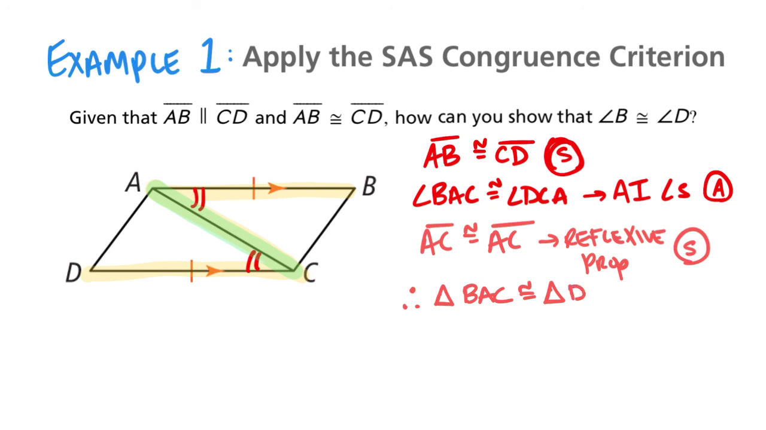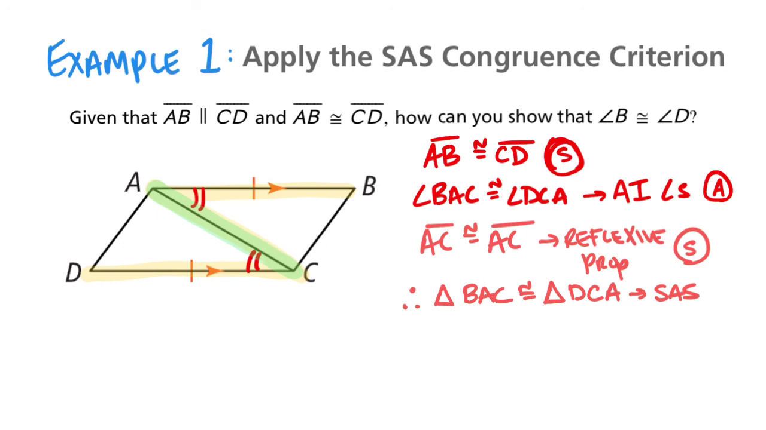A is the vertex of this angle right here, so it's going to correspond to point C. So C is going to be my next letter in that triangle's name, and then that would leave A. And those two triangles are congruent by side angle side. And now if those two triangles are congruent by side angle side, that means that by CPCTC, every other pair of parts on this triangle would be congruent.